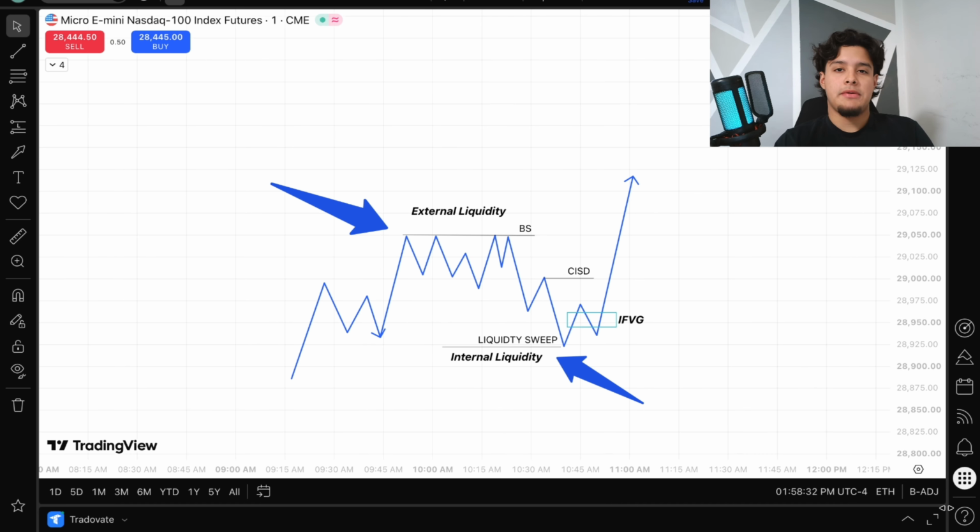But this pretty much marks everything, guys, on what exactly internal and external liquidity is. These concepts are extremely important to understand where the market is going and why it is going there. A car cannot drive without gas, and that's exactly what liquidity is for the market.